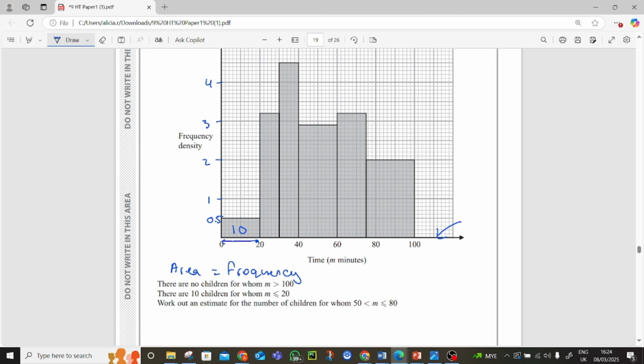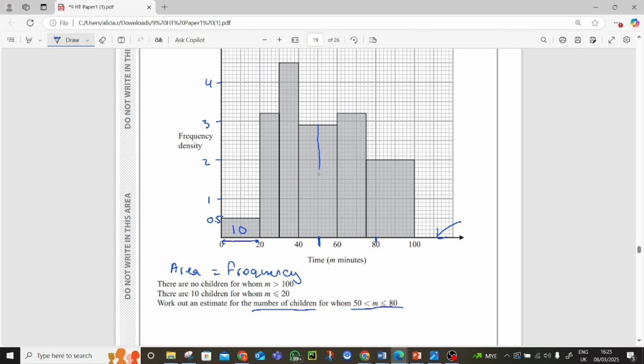Work out an estimate for the number of children who were between 50 and 80 minutes. So where's 50? 40, 50 is here. Where is 80? 80 is here. And remember, I said that area is equal to frequency. So an estimate for the number of children between these times is exactly the same as working out the area of the graph between those two times.